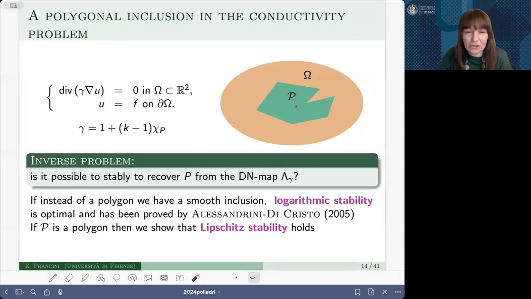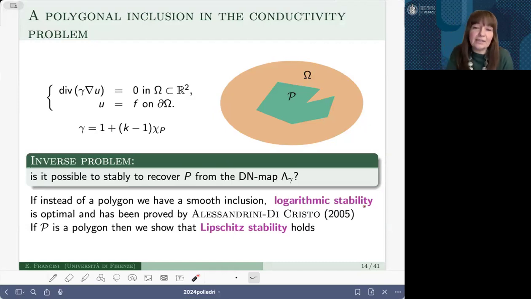So we want, from the Dirichlet-Neumann map, to be able to stably identify our inclusion P. This result has already been studied in the case of smooth inclusions. Instead of a polygon like in the picture, if you assume a smooth inclusion, you can show that you have uniqueness in these inverse problems, and also logarithmic stability. It can also be shown that for smooth inclusions, logarithmic stability is optimal. This was proven by Alessandrini and Di Cristo in 2005.